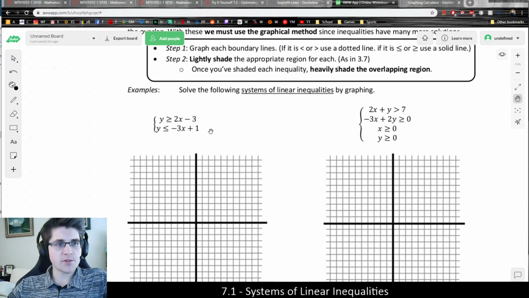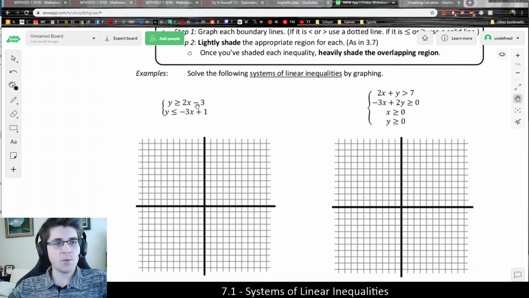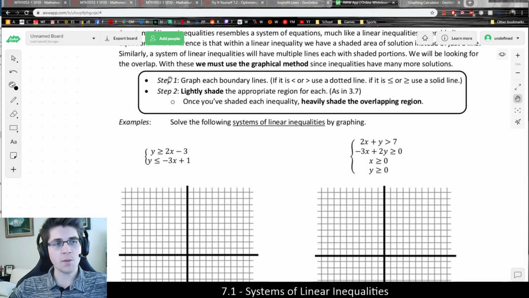So let's start with the first example: y greater than or equal to 2x minus 3 and y less than or equal to negative 3x plus 1. What we can observe is there are two lines here. Like we have a linear equation, and what I always suggest first is to start by graphing the boundary line.